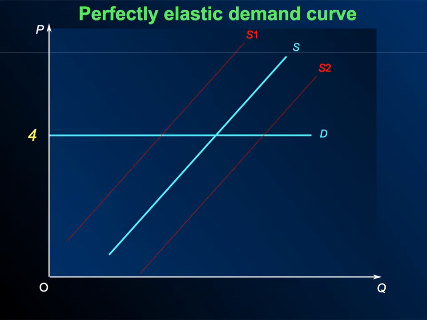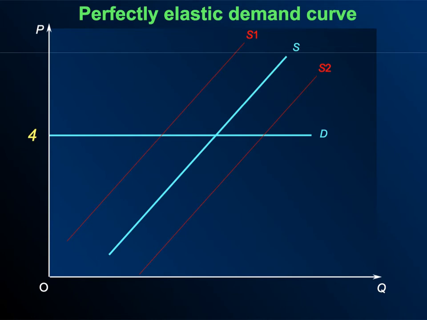Another possibility is that the demand curve is a horizontal line, as shown. A horizontal demand curve is perfectly elastic. Notice that this diagram looks a little like the letter E, and the word elastic begins with the letter E. So it's easy to remember which is perfectly inelastic and which is perfectly elastic. When demand is perfectly elastic, consumers will buy any amount as long as the price is unchanged.